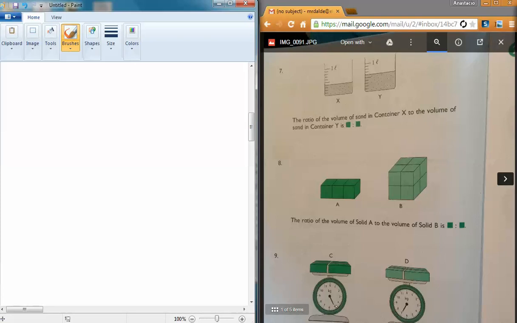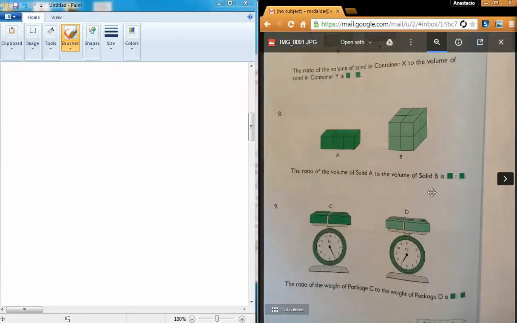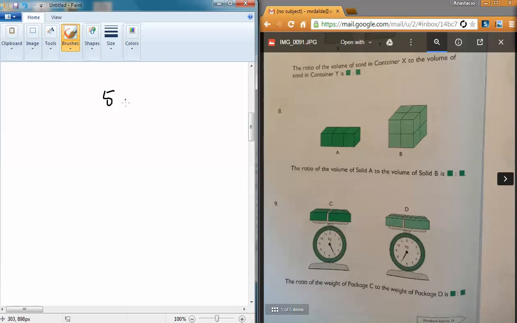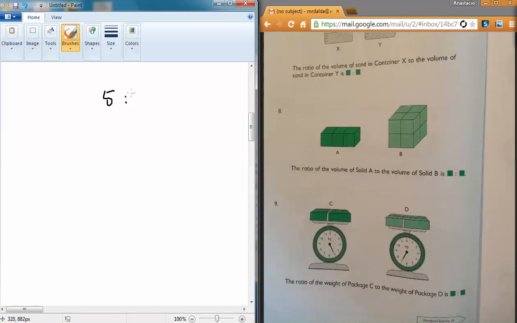Let's see. They want me to tell them the weight of package C to the weight of package D. So that would be 5 to 7. Yep, 5 pounds to 7. But again, you don't put in any units, so it's just 5 to 7. That's the ratio between those two.